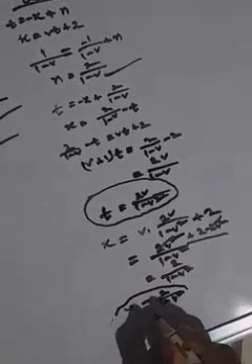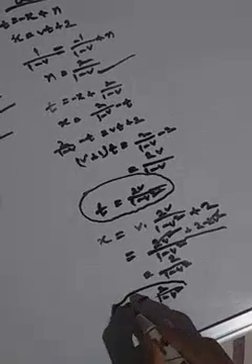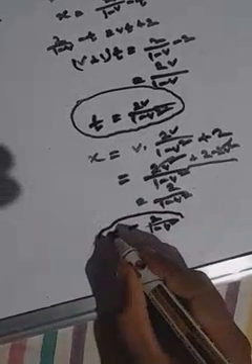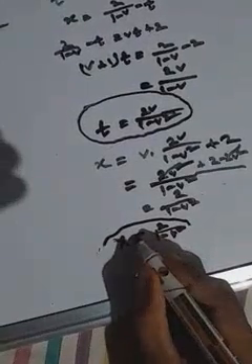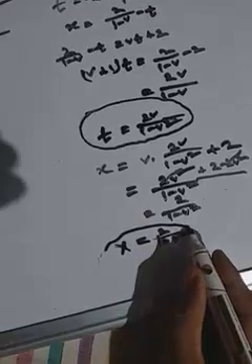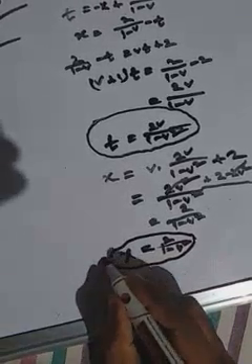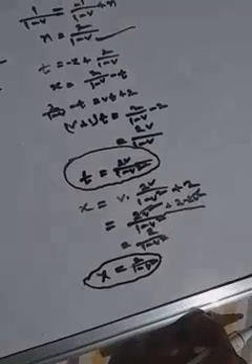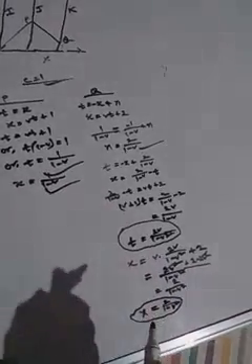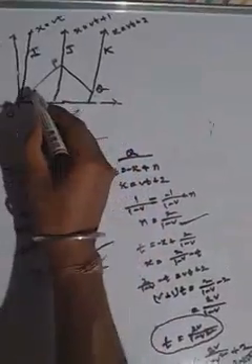So x equals 2 by 1 minus v square. Okay, so we find a value of t, we find a value of x. So what is the value of t? This is the value of t.